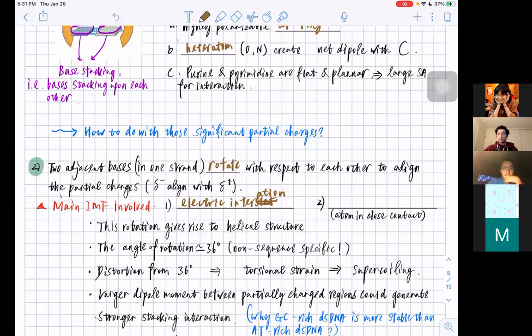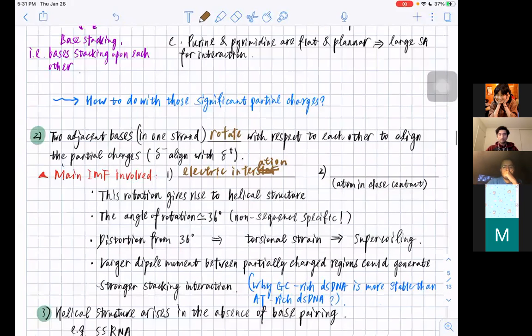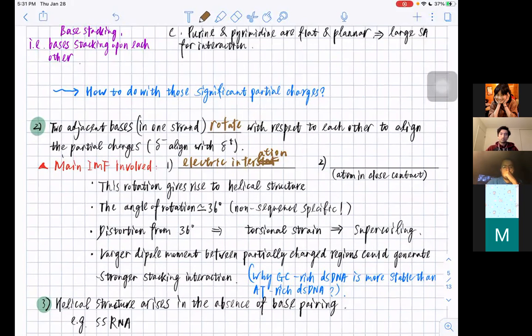Notice the rotation. It is the rotation that gives the helical structure. Also notice the rotation is roughly about 36 degrees, and it is also non-sequence specific, which means it doesn't matter which base is stacking upon which. Later on, you will know that the distortion of 36 degrees gives rise to the supercoiling phenomenon because it introduces torsional strain.